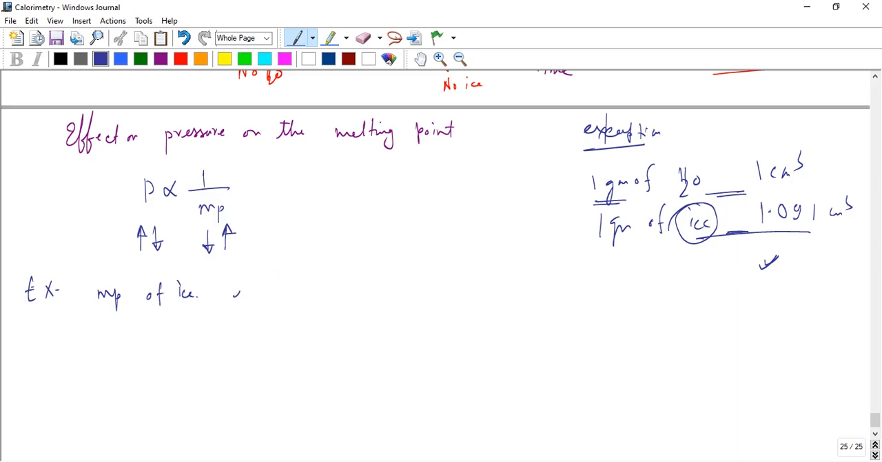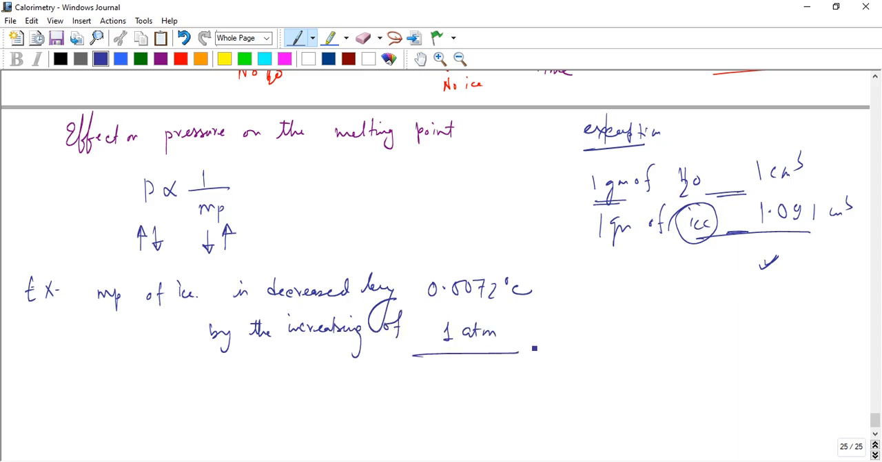Example: the melting point is decreased by 0.0072 degrees centigrade by the increase of 1 atmospheric pressure. On the other hand, some substances like wax and lead expand on melting, and their melting point increases with increasing pressure.